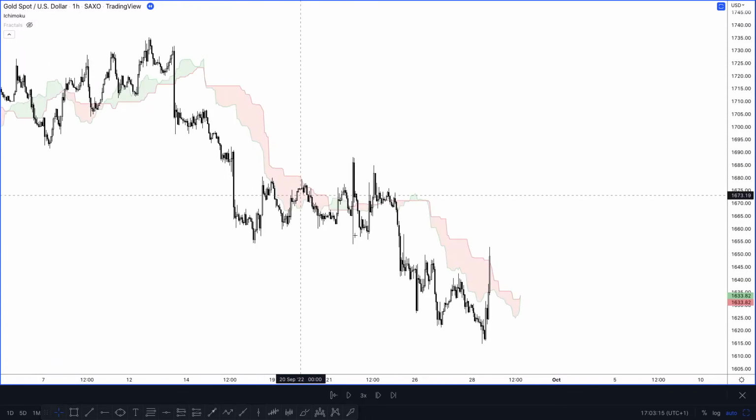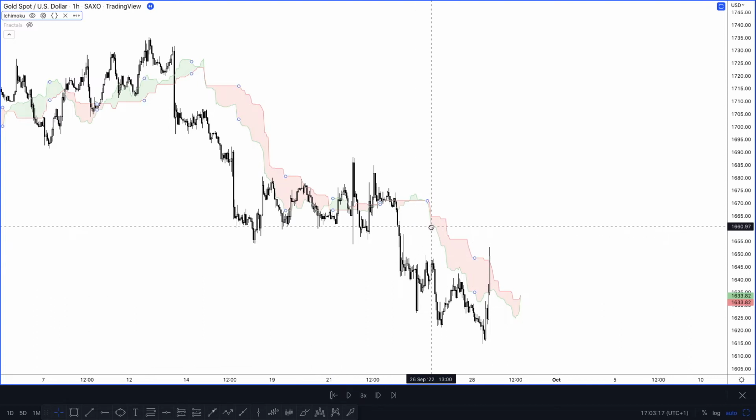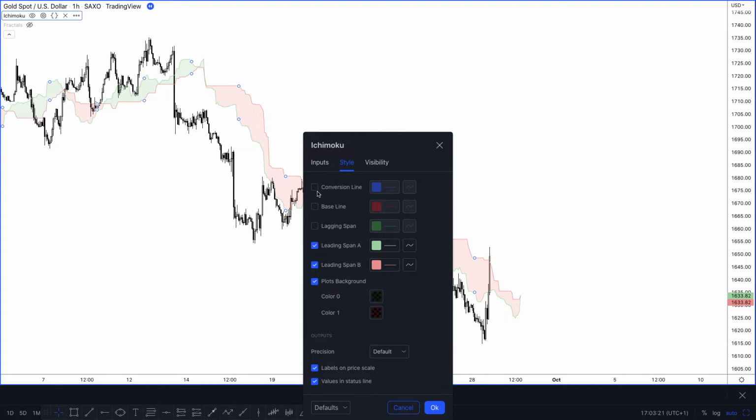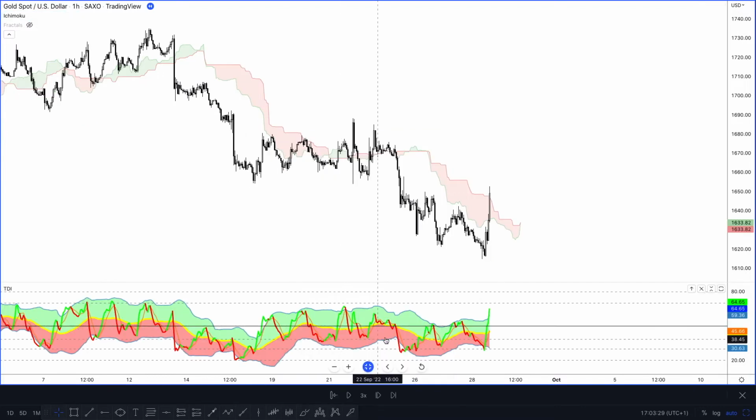So when we go over here, you can see I've got the Ichimoku cloud on my chart, and these are the settings for the Ichimoku cloud. So this is basic, and this over here, we just want to get rid of the conversion line, the baseline, and the lagging span. Now we've got the TDI down here for entry. So the TDI is the trader's dynamic index, and it will actually be helping us find out when the market is giving us a possible entry point.